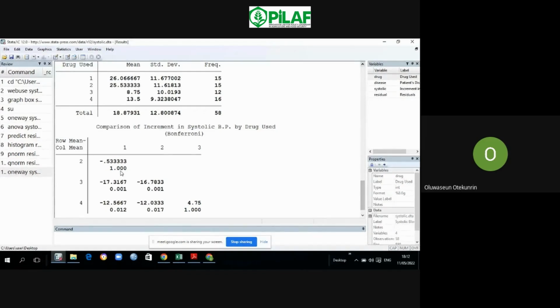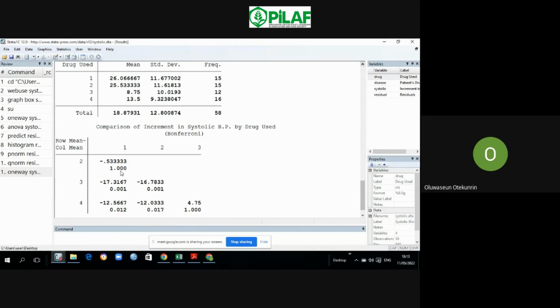What we are saying in essence is that when you compare drug 3 and drug 1, drug 3 has a lower mean systolic blood pressure value compared to drug 1. That means drug 1 will give you a higher value than that of drug 3, and that higher value is significant. Do you understand? That is what it means.